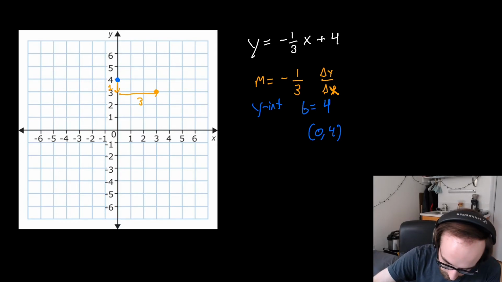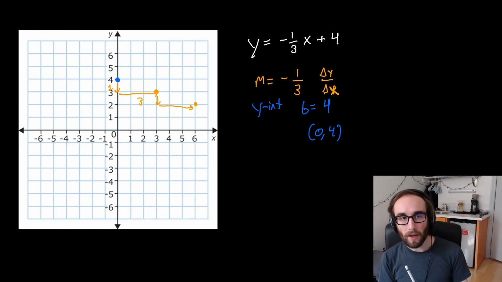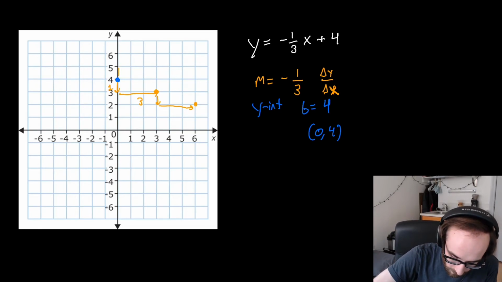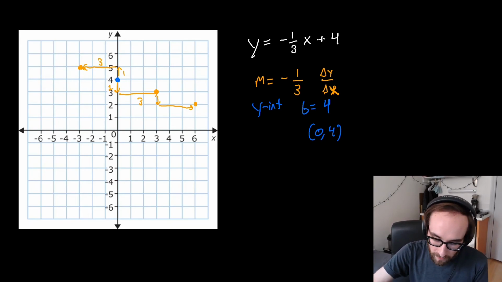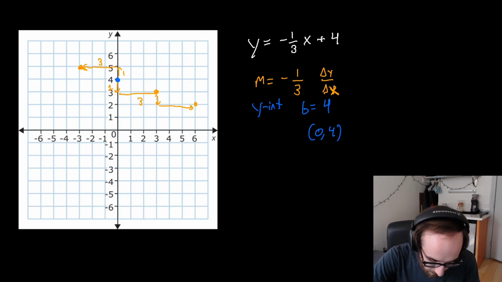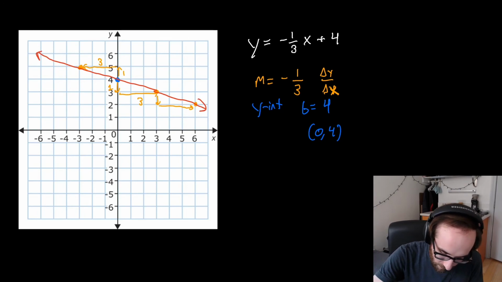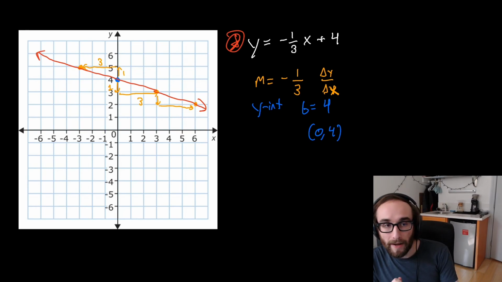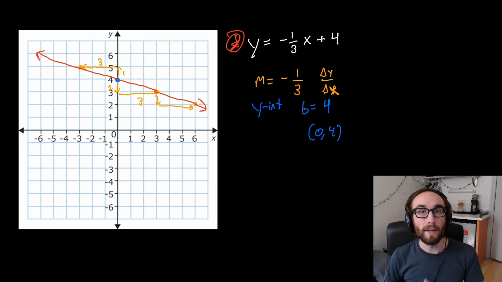And then we can continue doing that, down 1 to the right 3, find another point. If we wanted to go to the left, we could go up 1 to the left 3, so we're reversing. Instead of going down, we're going up 1, and then instead of going to the right, we're going to the left 3. All right, finally, we can connect those points to form a line, and that line is going to be the graph of our equation that was given to us, y equals negative 1/3 x plus 4. Okay, so that's how we can graph a line given an equation in slope-intercept form.